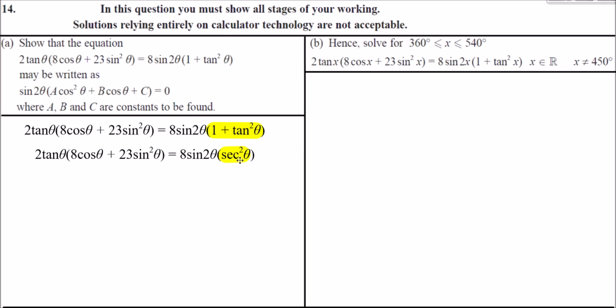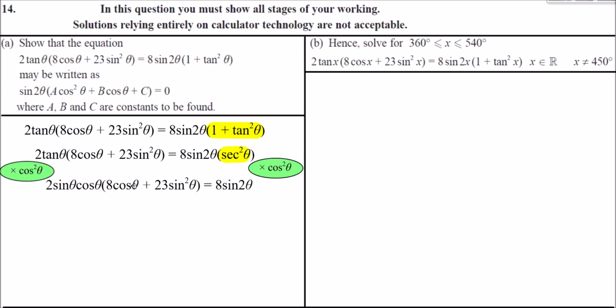The next thing we can think about is multiplying by cos squared theta, because sec squared is 1 over cos squared. Then if we multiply by cos squared, that will give us a cos squared over here, so we're getting closer to our overall end target. So multiplying both sides by cos squared, remembering that tan is defined as sine divided by cos, so I'm going to have sine divided by cos multiplied by cos squared. 2 tan theta will become 2 sine theta cos theta. The brackets we can leave the same. Then we get 8 sine 2 theta, because the sec squared multiplied by cos squared cancels.